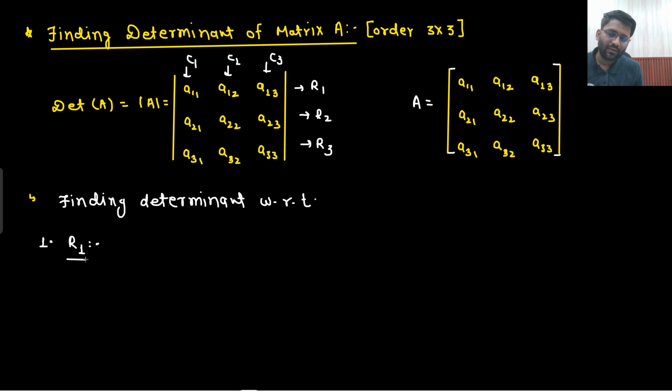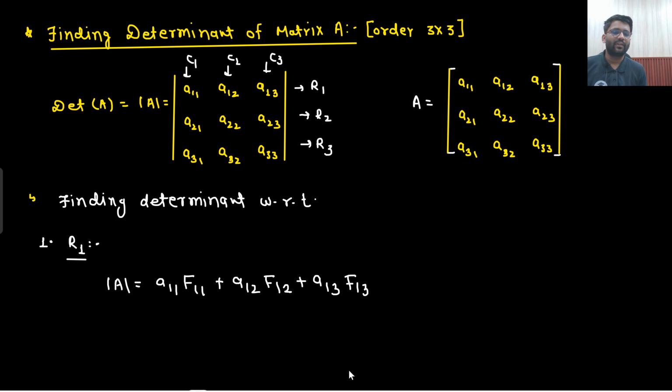The determinant of A will be represented by this sign, vertical lines around A. With respect to row 1, what is the first element of row 1? A11. A11 multiplied with the cofactor of A11, plus A12 multiplied with the cofactor of A12, plus A13 multiplied with the cofactor of A13. That's it. This will be the determinant value. So let's write down what answer I will be getting. A11 multiplied with the cofactor of A11. Will that be equal to the minor of A11?